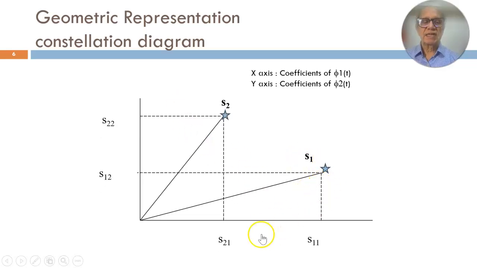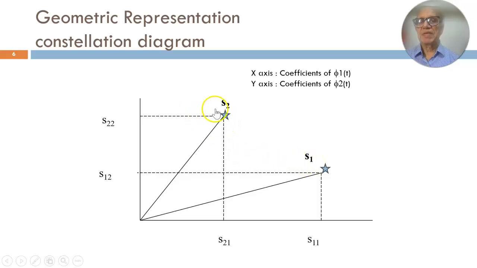So S1 is a vector here. Now this has a coefficient of phi1(t) along the X-axis, and that is S11. Remember, this is representing S1(t). Its coefficient along phi2(t) is S12. So this is your resultant vector or resultant phasor. So S1(t) is represented in the phasor form or the vector form by S1.